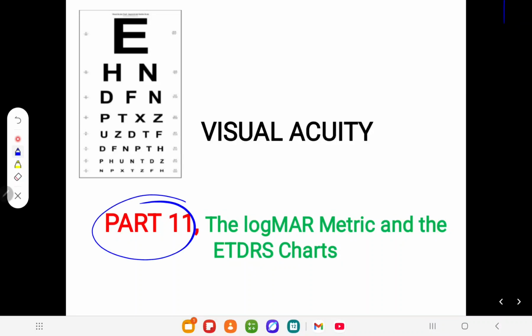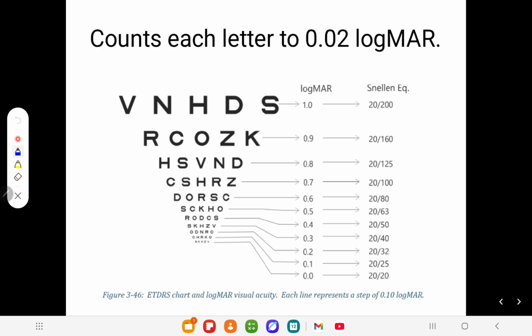This is part 11, and today I'm going to discuss LogMAR metrics and the ETDRS chart. So let's move on forward. We know LogMAR is far superior to the Snellen chart. That's why in all research, especially in clinical trials, we definitely want to use the LogMAR chart. It's a very important point. Why is the LogMAR chart so superior?